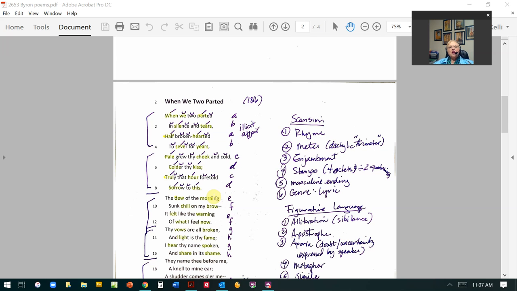So "when we two parted in silence and tears, half broken hearted to sever for years," right? That's what he's talking about. And then the second part says, "Pale grew thy cheek and cold, colder thy kiss; truly that hour foretold sorrow to this," right? So you can see how each one of these octets is broken into two little sections, right?